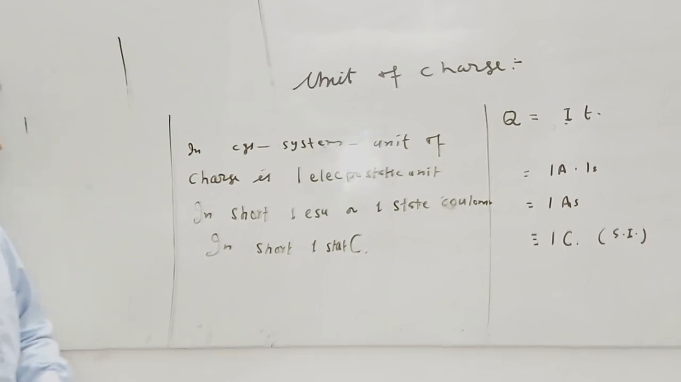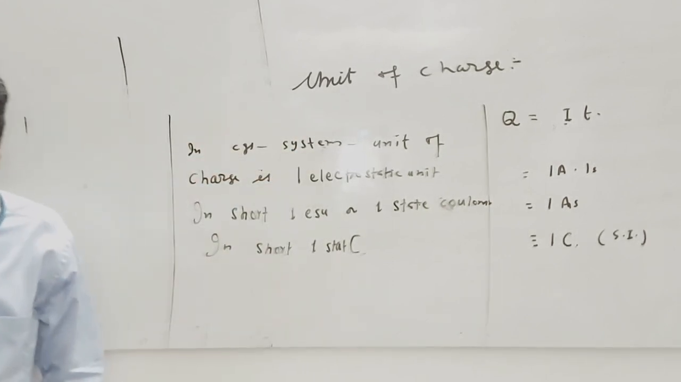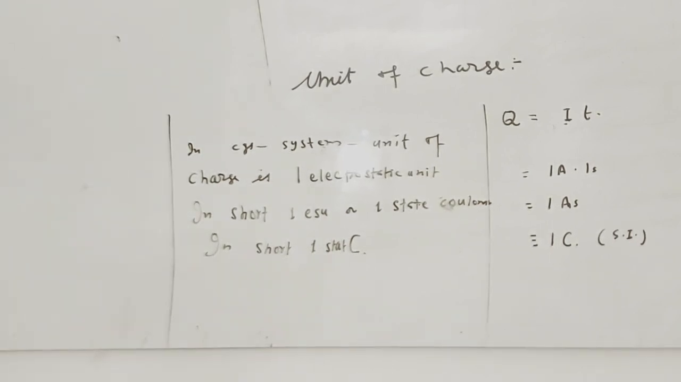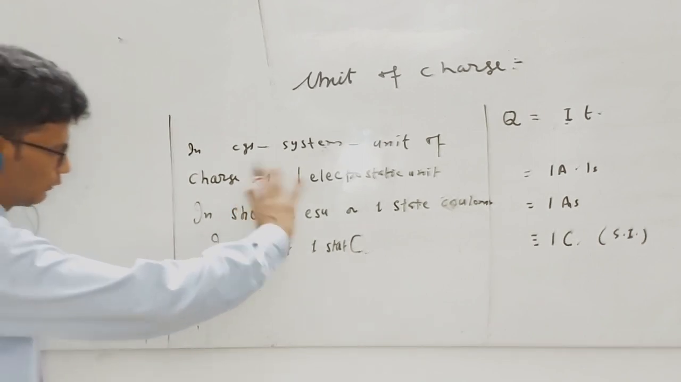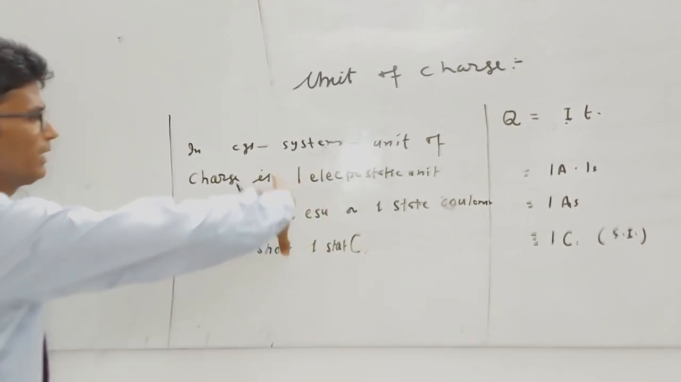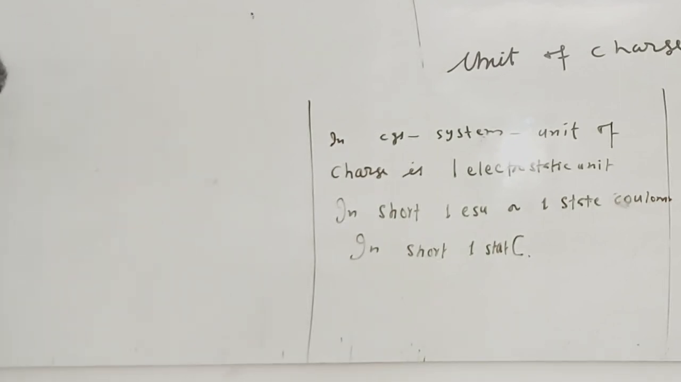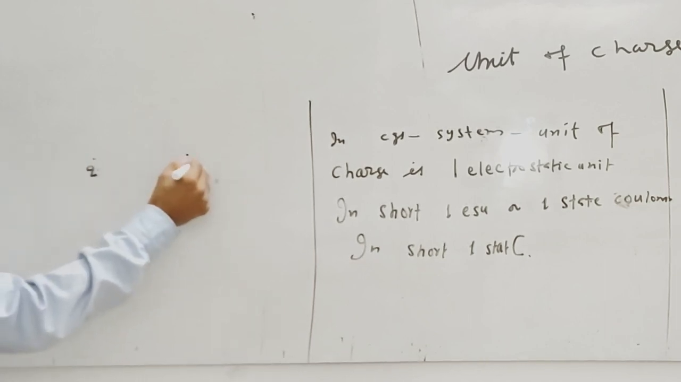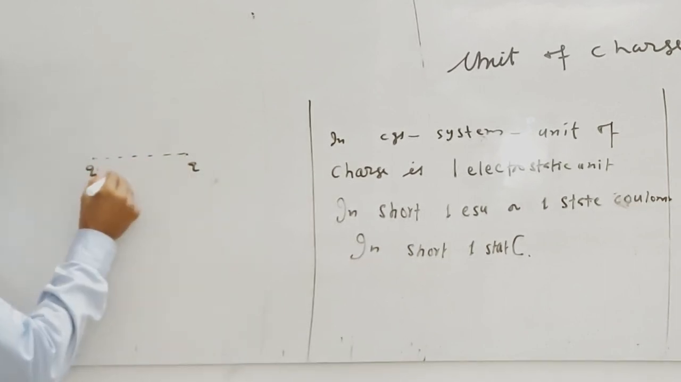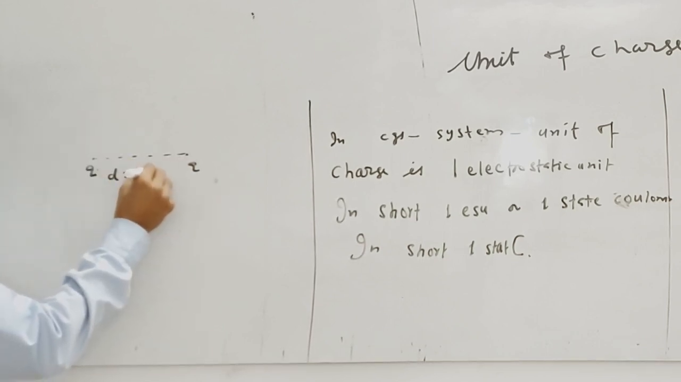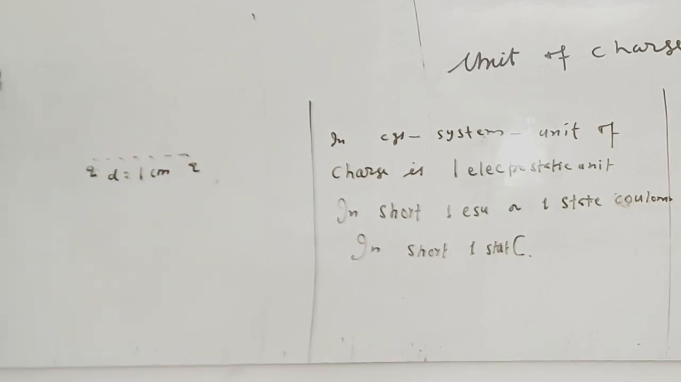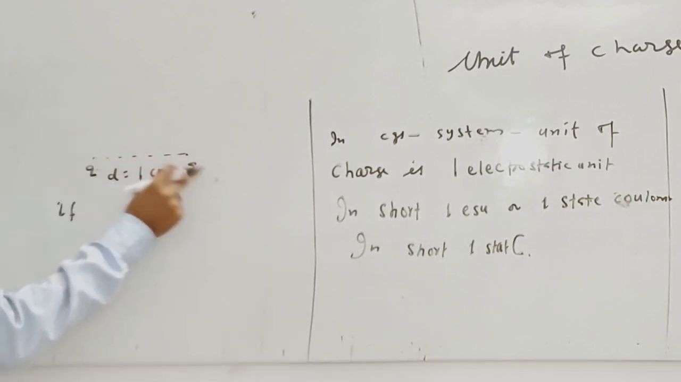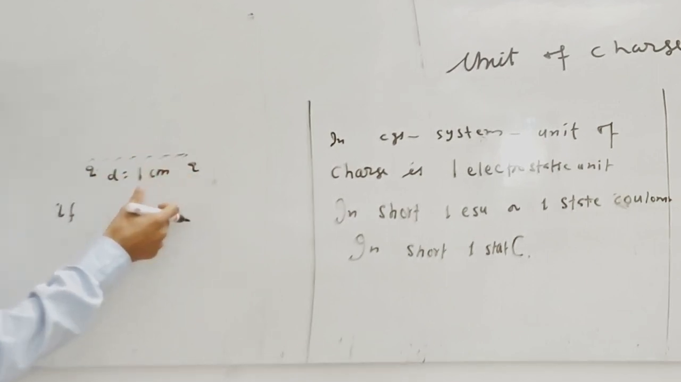Then what is 1 electrostatic unit or what is 1 statcoulomb? Just we are going to define it. To define 1 statcoulomb, 1 electrostatic unit, we take 2 equal charges separated by a distance of d equal to 1 centimeter. If they repel, why repel? Because we will see later on: like charges repel, unlike charges attract. That's the nature that is happening.